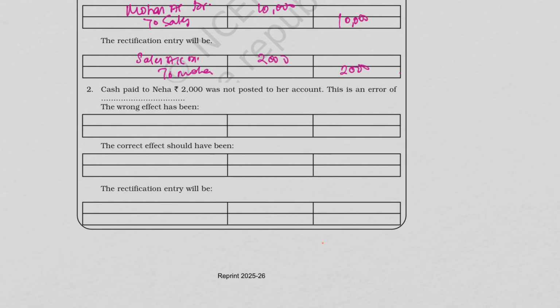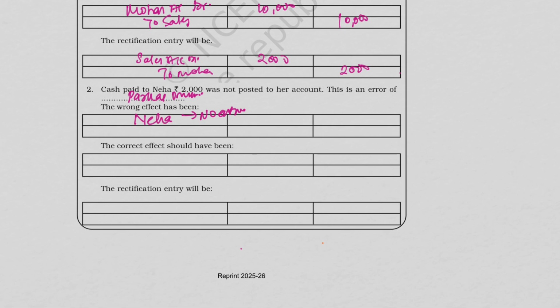Next we have cash paid to Neha rupees 2,000 was not posted to her account. So this is an error of omission, or partial omission, because the posting to Neha's account was completely missed. Now the wrong effect would be, since the entry has been recorded only in the cash book, no entry has been made in Neha's account. The cash book shows payment.